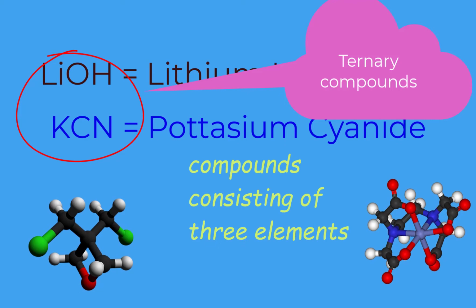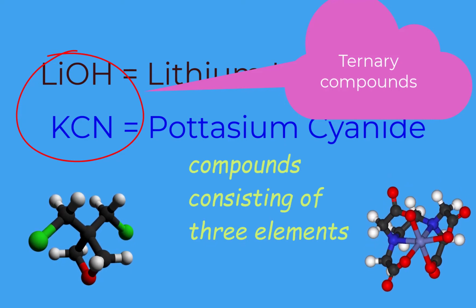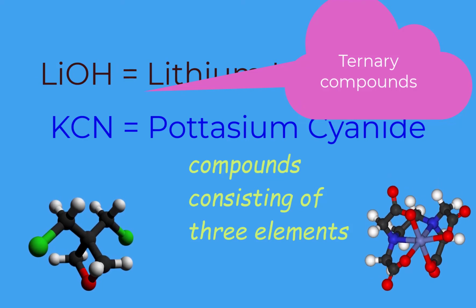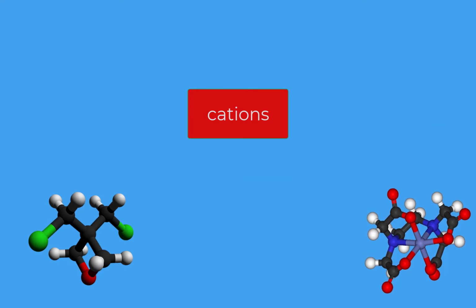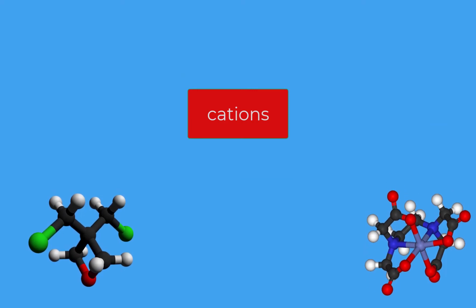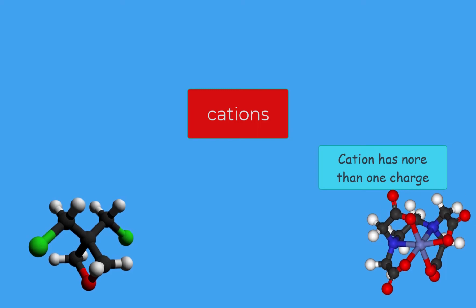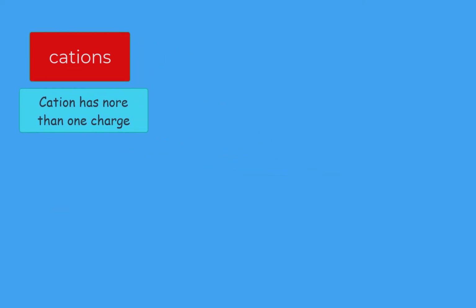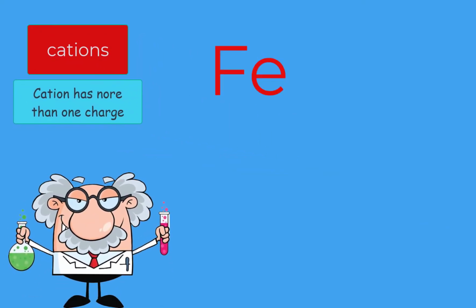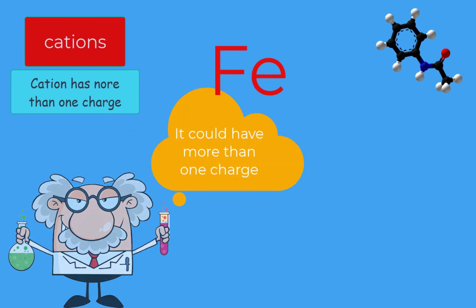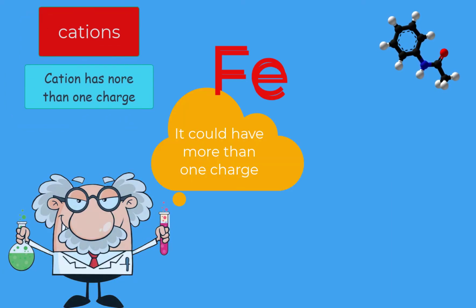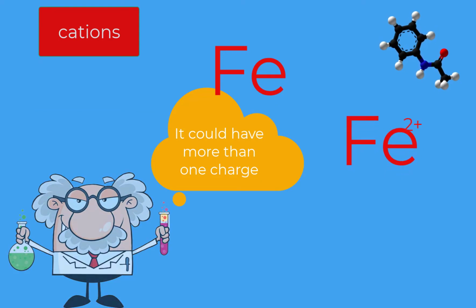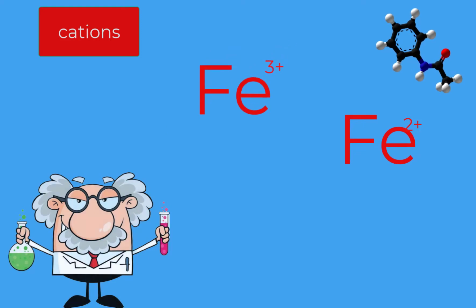These and a number of other ionic substances are called ternary compounds, meaning compounds consisting of three elements. Certain metals, especially the transition metals, can form more than one type of cation. Take iron as an example. When we discuss ionic radius, we also know that iron has two charges: one with a charge of positive 2 and the other with a charge of positive 3.